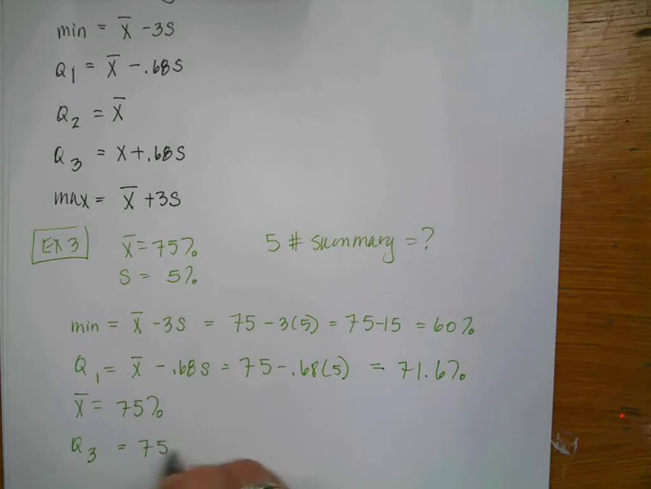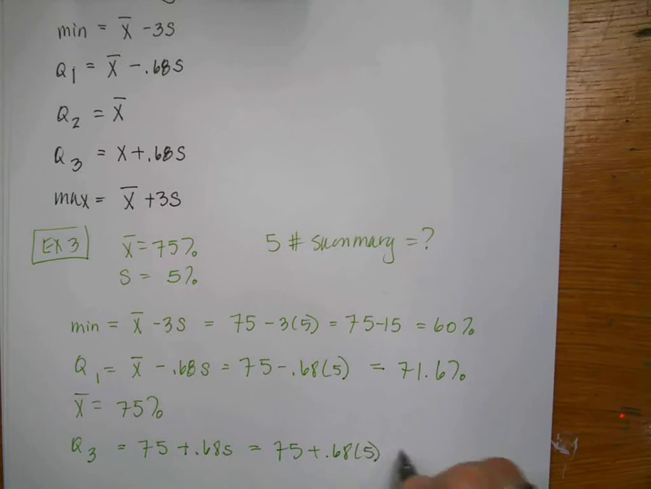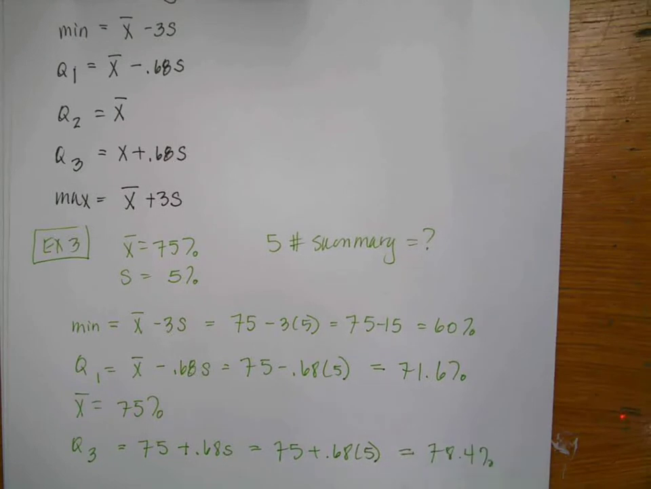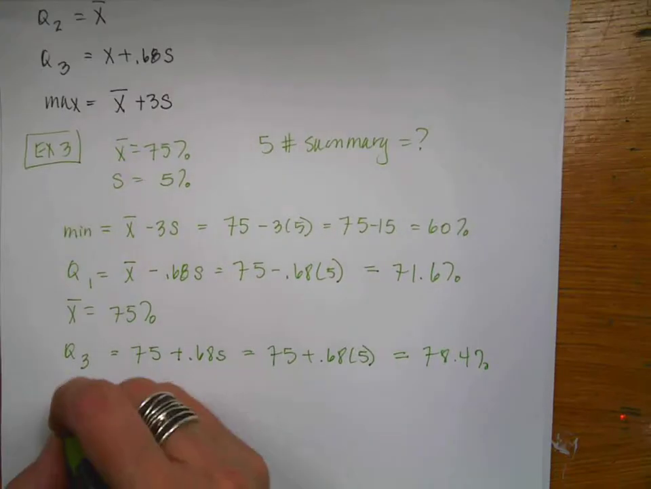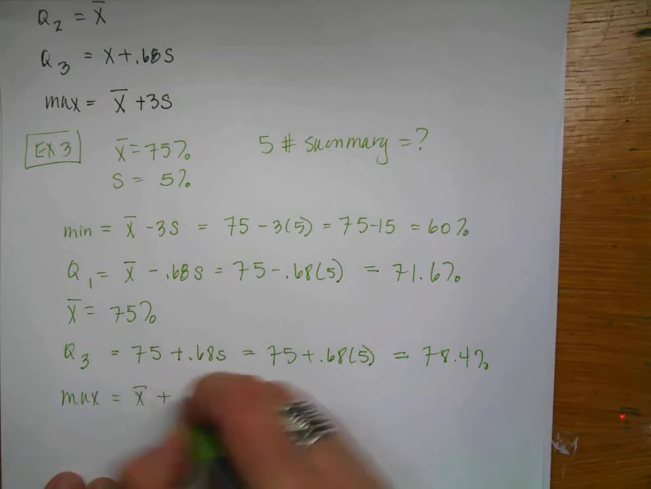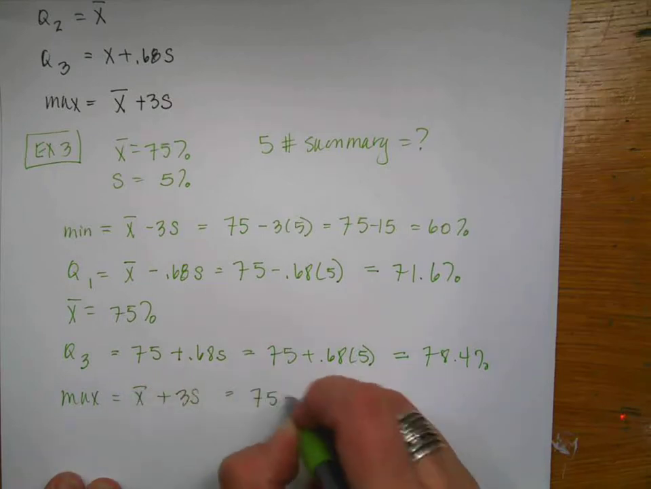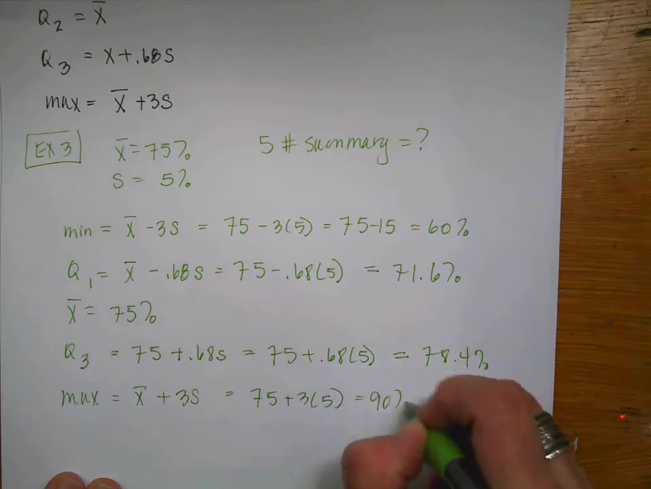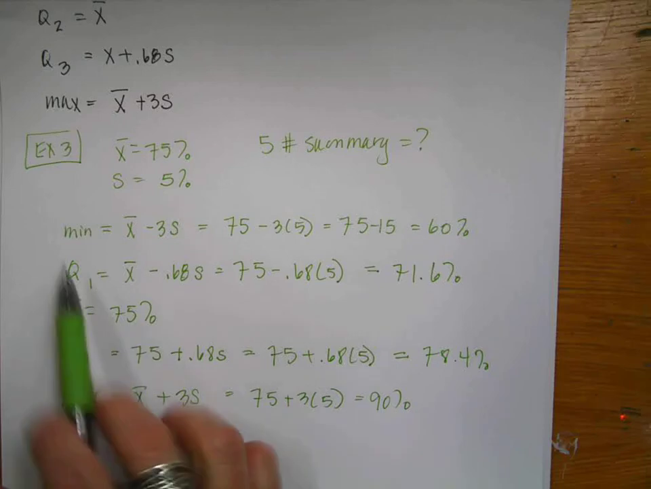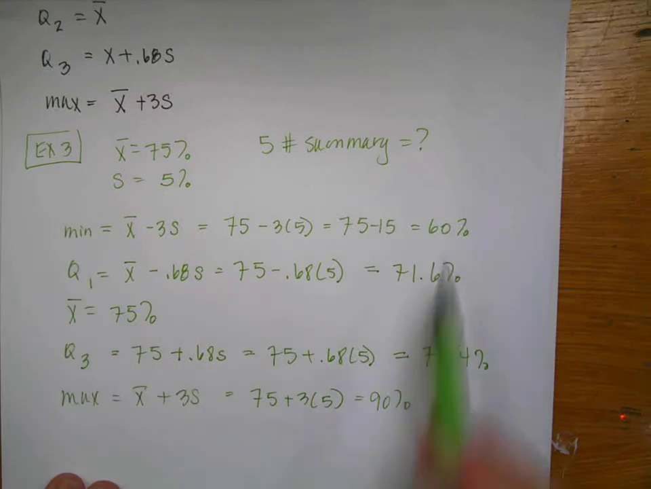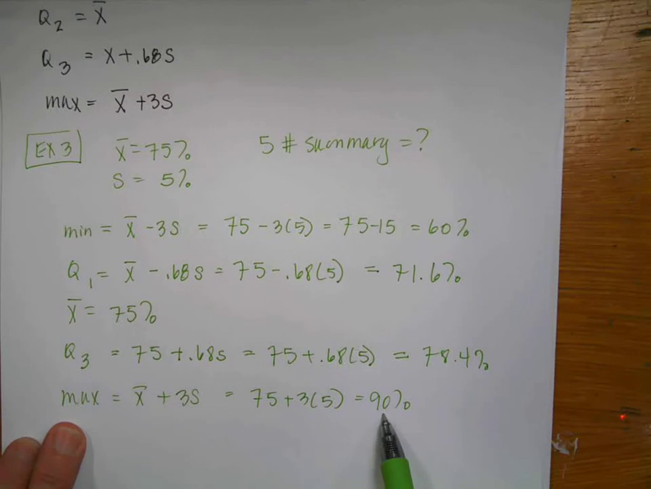My x bar is given, which is really nice. And then my Q3 is going to be 75 plus 0.68 times s. So that's going to be 75 plus 0.68 times 5, and that's going to be 78.4%. And then my last one, my maximum, is x bar plus 3 standard deviations, so it's 75 plus 3 times 5, and that's going to equal a 90%. So what this tells us is the lowest score on the test was a 60%. The highest score on the test was a 90%. The average was a 75, and then these were my 2 quartiles.